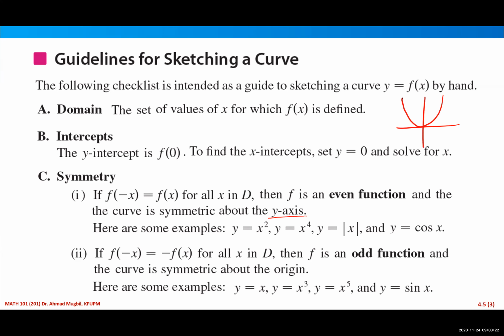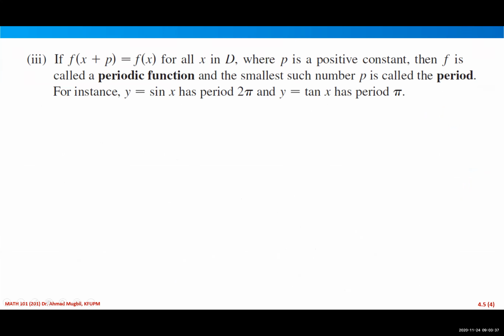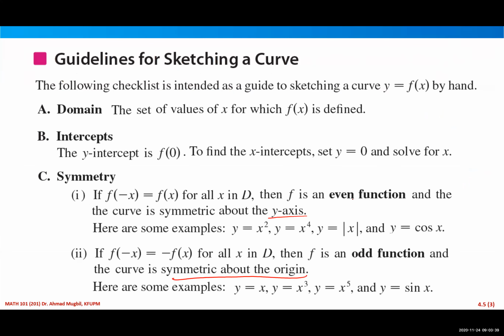So it will be something like that. And if it is odd, it will be symmetric about the origin. It will be something similar to x cubed, like this. So it is good. It will give you an idea. You can check your graph. Is it correct or not? And you know that there are functions that are neither even nor odd.